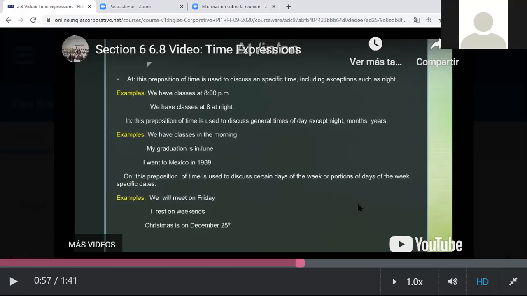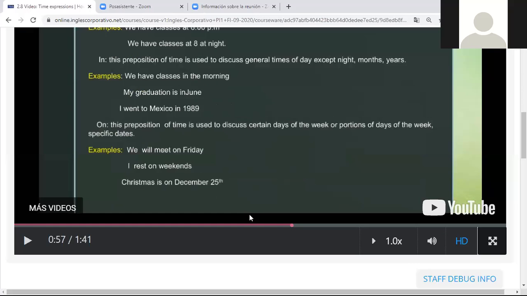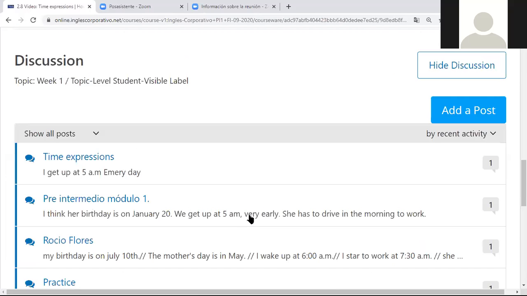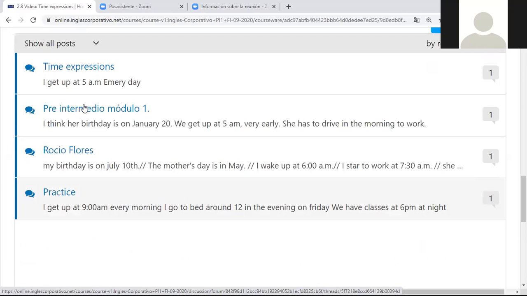Vamos a leer los comentarios. Ayer prometimos hacer más comentarios. Hoy sí hay por lo menos unos 4 o 5 por aquí. Okay, listen. I get up at 5 a.m. every day. Aquí creo que quisieron poner every day, right?